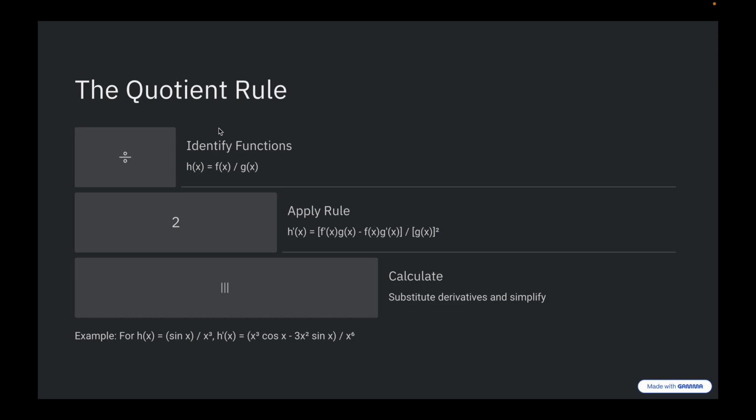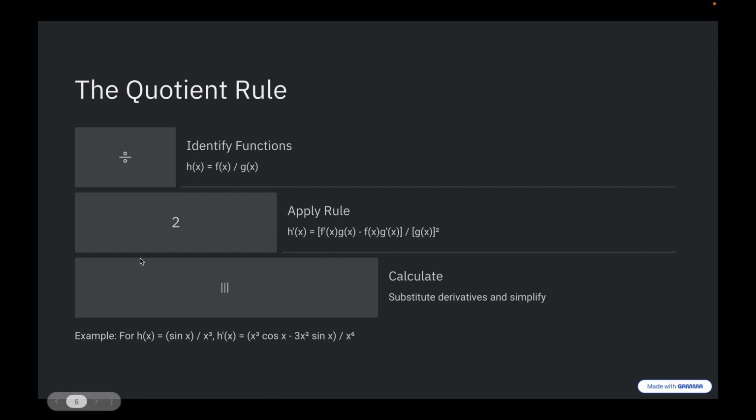Quotient rule is kind of the exact opposite. If you have h of x is equal to f of x divided by g of x, there's a different rule. So, h dash of x is equal to f dash of x, or the derivative of f of x, times g of x minus f of x times the derivative of g of x, divided by g of x whole squared. It's not the entire expression squared, it's just g of x squared. So that's really all there is to it for the quotient rule.